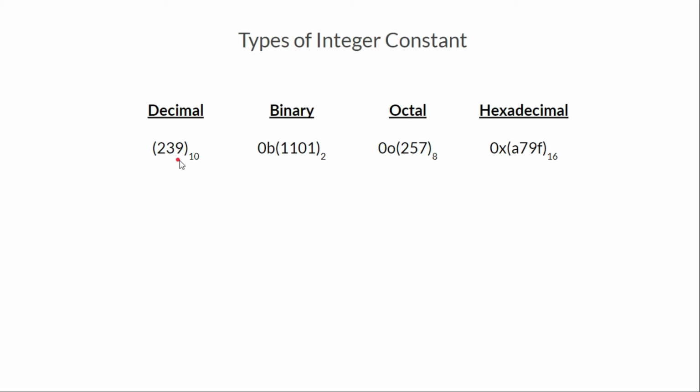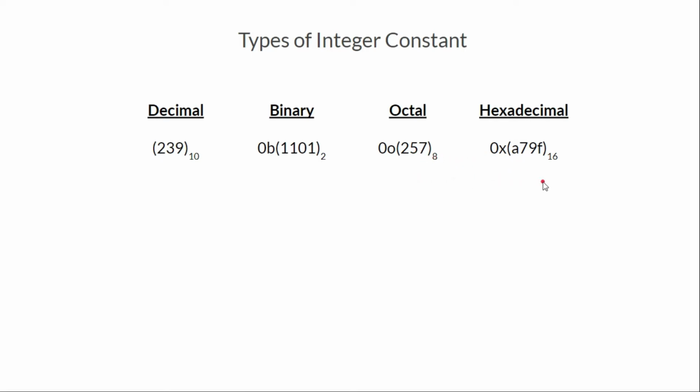In decimal, we use the digits from 0 to 9. These are 10 digits. Example 239. In binary, we use the prefix 0b. This consists of 2 digits, that is only 0 and 1. Hence, the base 2. Octal starts with prefix 0o, either lowercase o or uppercase O. This consists of 8 digits, hence the base 8. This contains the digits from 0 to 7, total 8 digits.